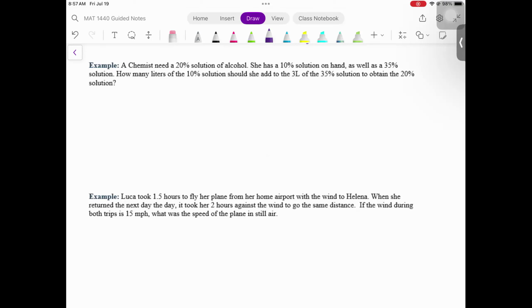But whenever we're setting up these word problems, a lot of times it helps us to step away from the symbolic form of the equation and write it in terms of what they're explaining. So I know I need to take the amount of 10% solution. We're going to add that to the amount of the 35% solution. And this is going to give me the amount of the 20% solution.